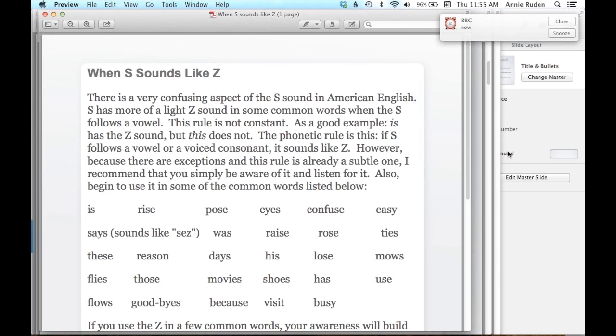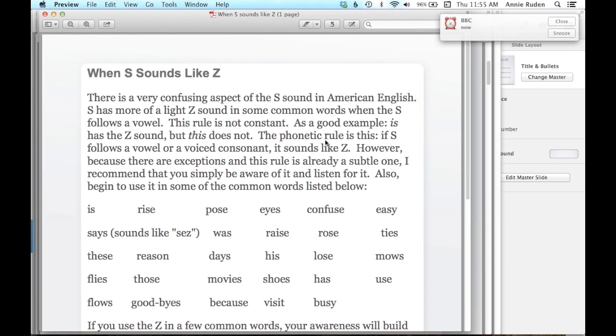So let's see if that fits your question, your example here, because obviously there's exceptions to the rules and all that. But transactions, so that doesn't actually even fit. So, like I said, the rule is not constant. As a good example, "is" has a Z sound, but "this" does not.